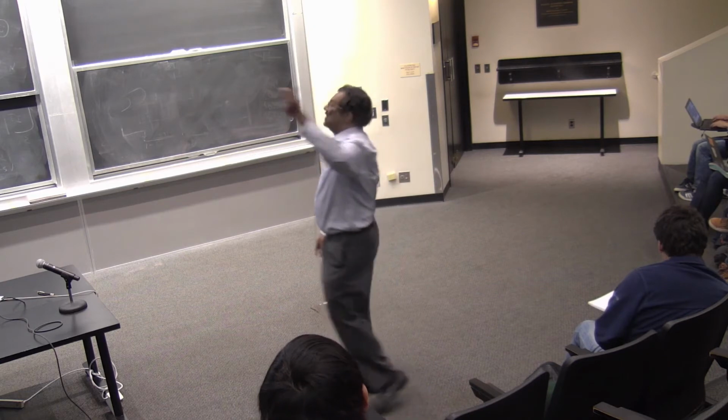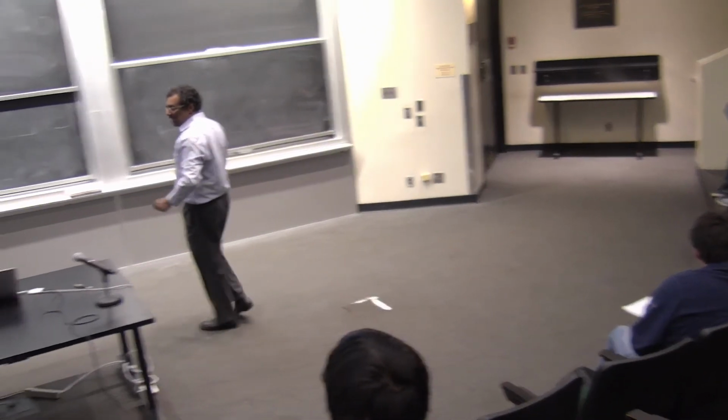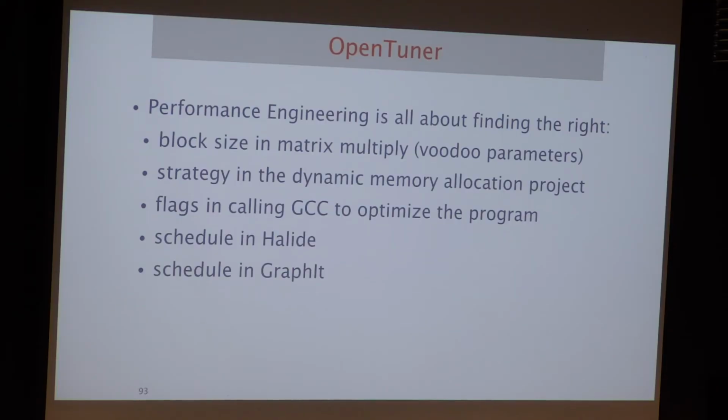We can do auto-tuning. So that switches into the auto-tuning part of this talk. Performance engineering basically, most of the time, is finding these crazy things. Probably Charles talked about these voodoo parameters. Like, okay, what's the right block size? It has a big impact, finding that. And in your memory allocation project, you have to find the right strategy. Right memory allocations, you search through a bunch of these things. Even the GCC compiler, there are, I think, about 400 different flags for GCC.